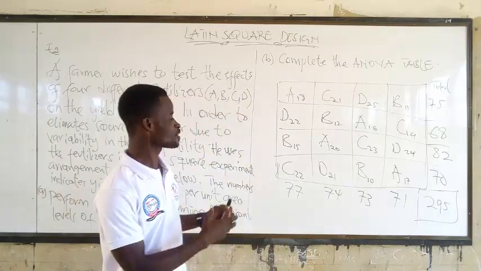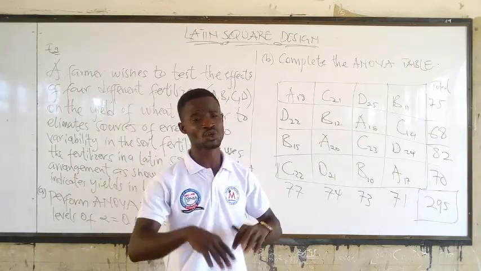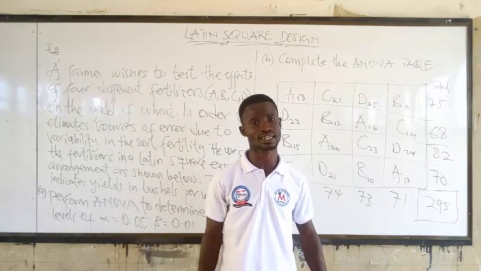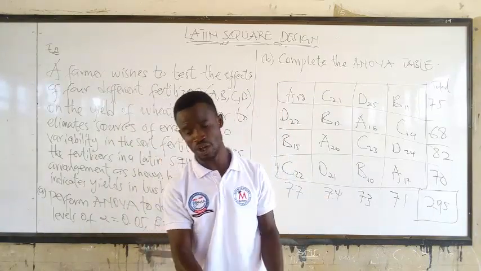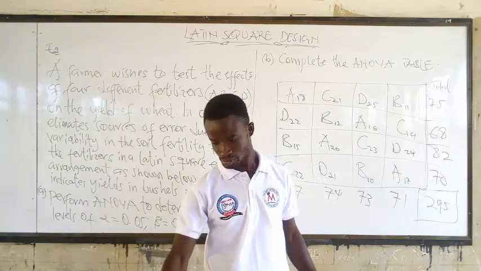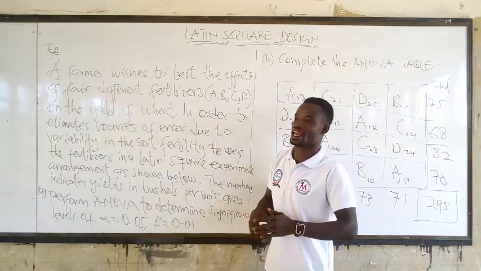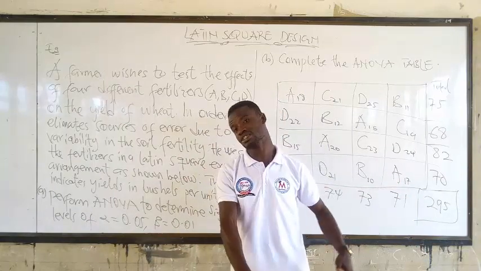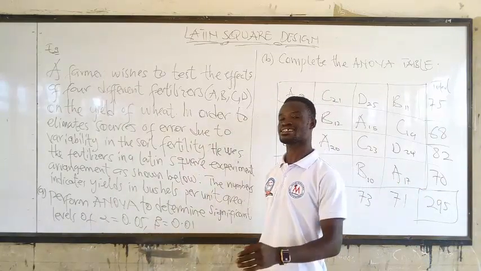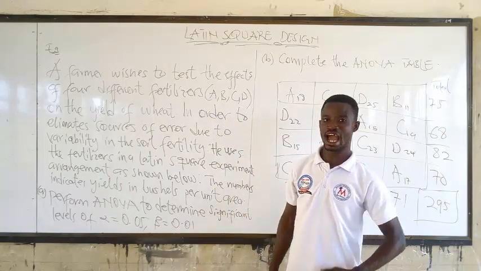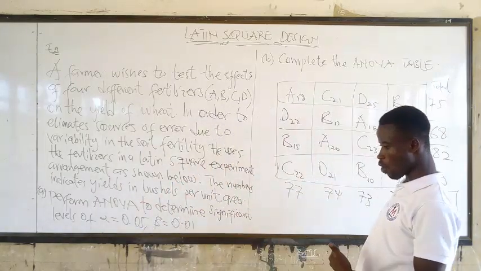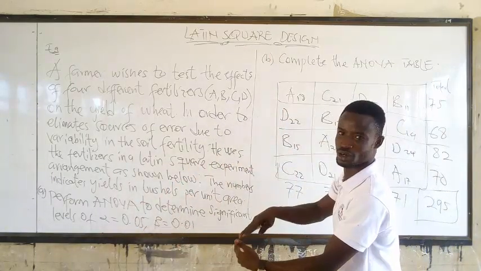Alright, this whole course deals with a lot of calculations, so when you're doing something, you have to be careful. Now, in a block design, you consider two things: the treatment and the block. Your treatment is on the row, and your block is on the column.